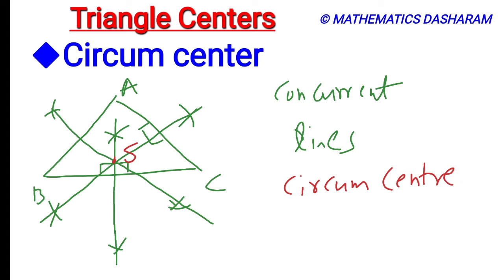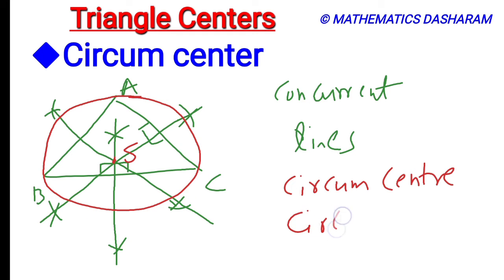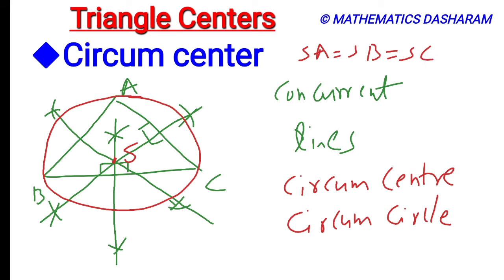Using the circumcenter, we can draw one circle which passes through the 3 vertices of a triangle. It is called a circumcircle. And this circumcenter will be equidistant from the 3 vertices of a triangle. So that means SA equals SB equals SC.